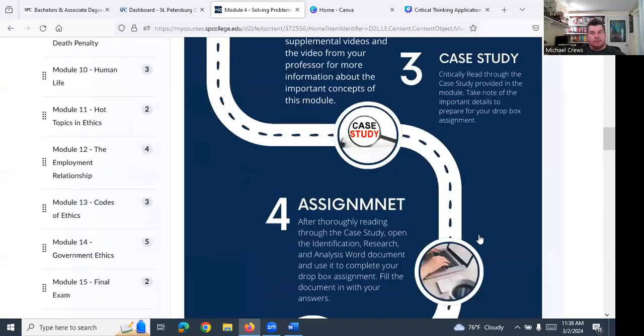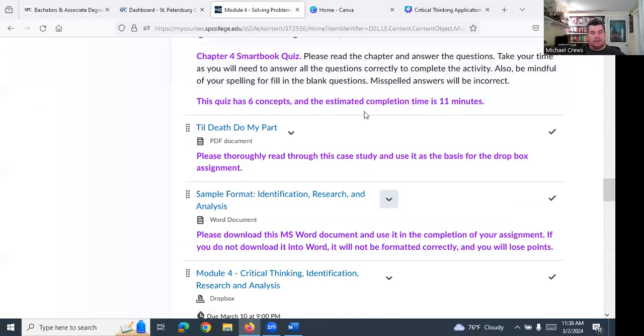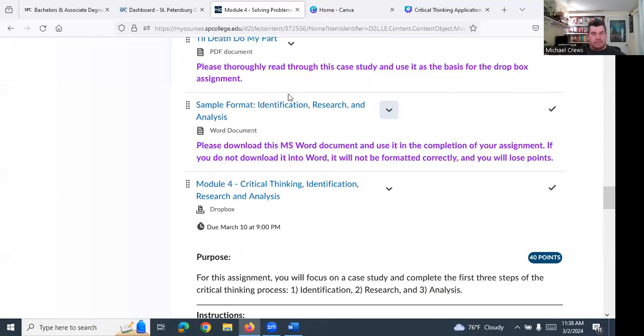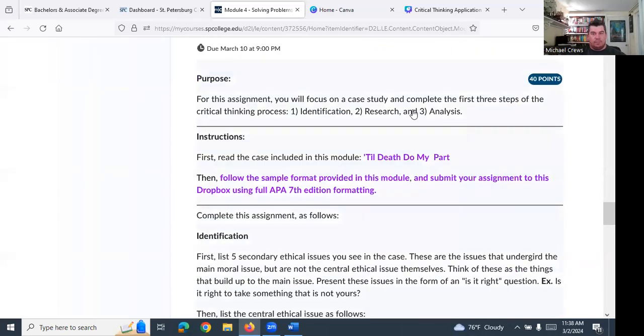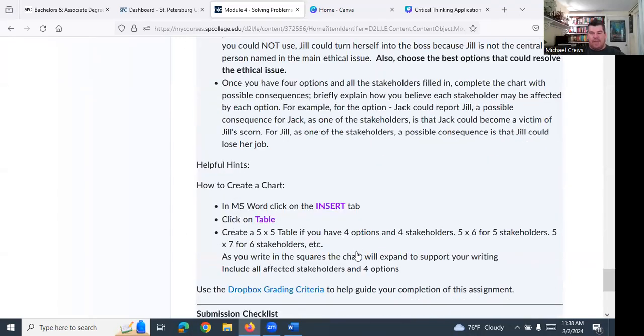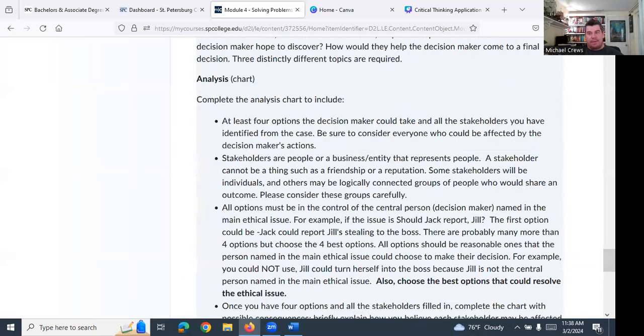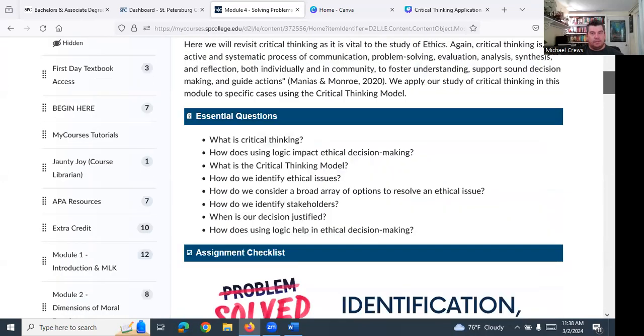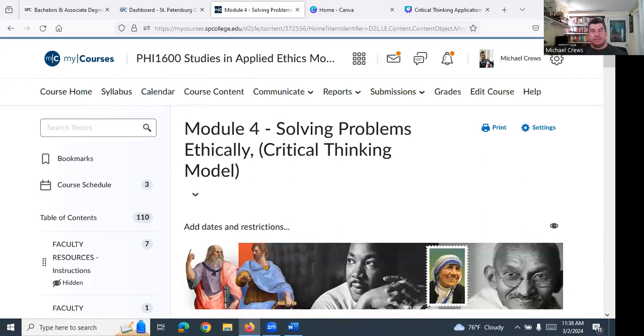So remember, take your quiz, okay? Read your case study, download your sample format, put it in the Dropbox. If you have any questions about the assignment as you're going through it, I encourage you to reach out and ask. What's happening is you guys are doing mostly pretty good on your assignments, but a lot of people are missing some things that after I score them, then they email me like, well, I wasn't sure what to do. Well, yeah, you're supposed to ask me first.